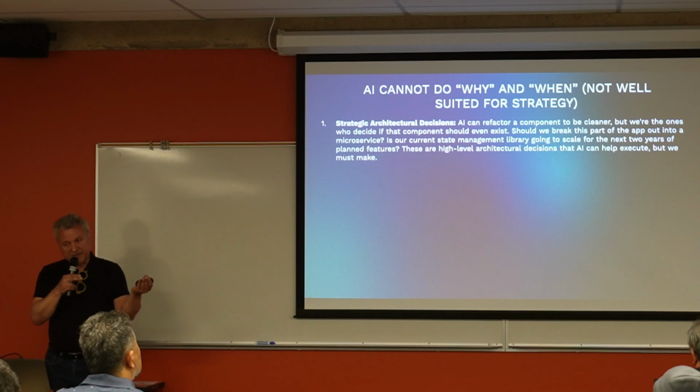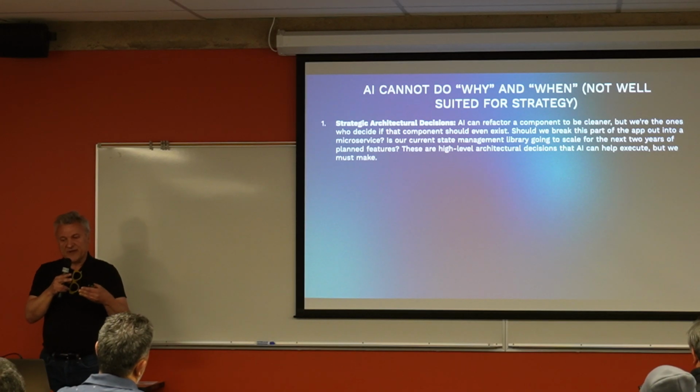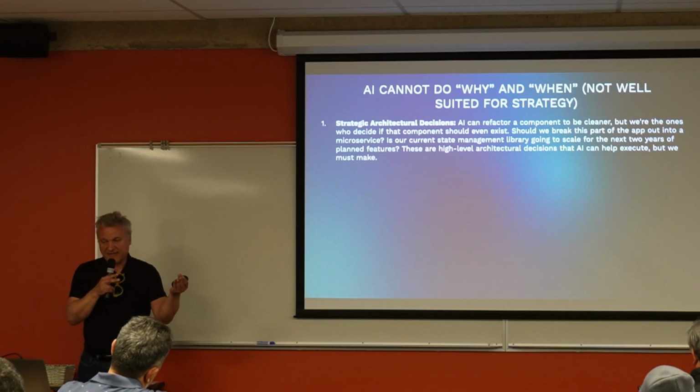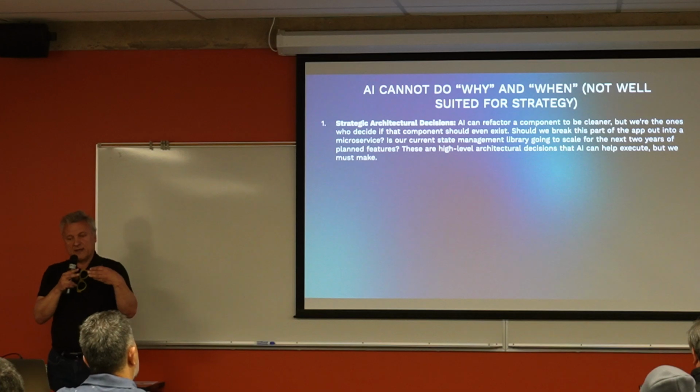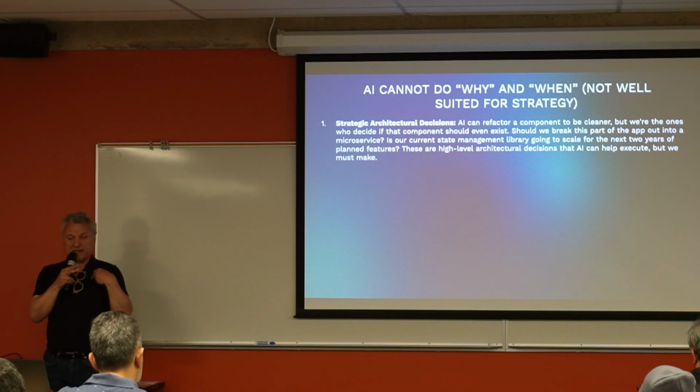Should we break this part of the app out into microservices? Is our current state management library going to scale for the next 2 years of planned features? These are high-level architectural decisions that AI can help execute, but we must make.